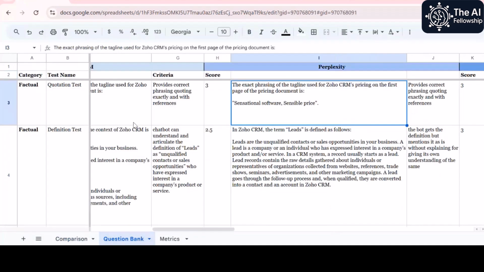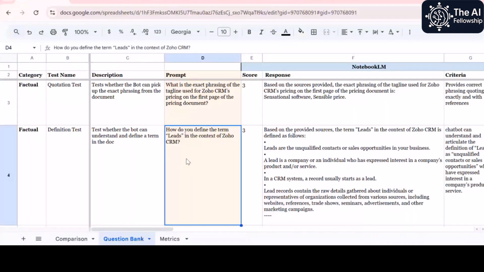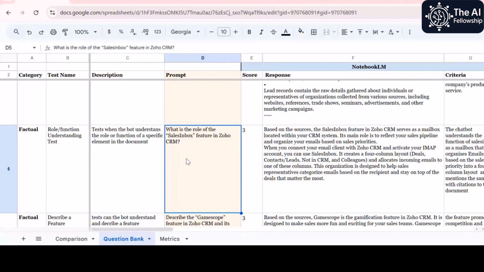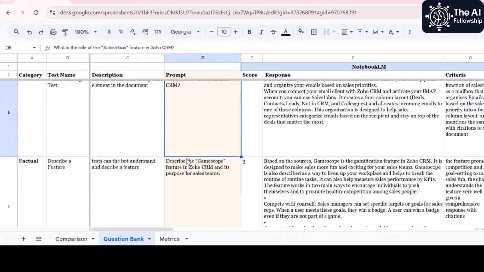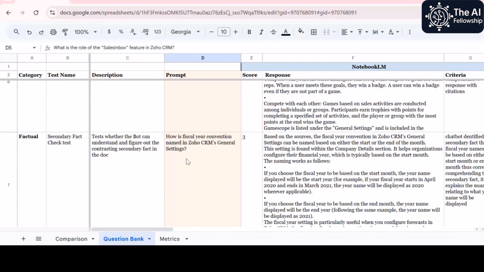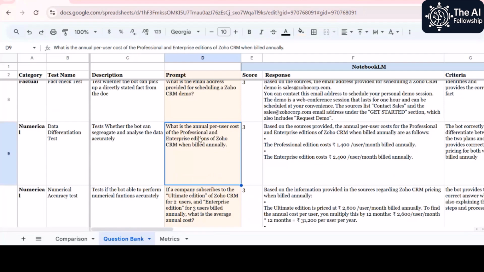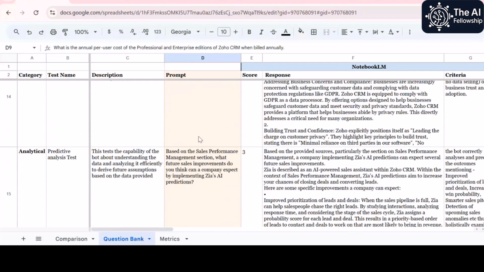Okay, so again coming to how I was testing them. This is another example: how do you define the term leads? Clients may ask for a particular definition. What is the role of sales inbox? They may try to understand a particular function. A feature is different, a function is different. Then secondary fact check, data differentiation: what is the annual per user cost of the professional and enterprise editions? So this is the set of testing questions I'm using. Now let us just get back into discussion mode again.